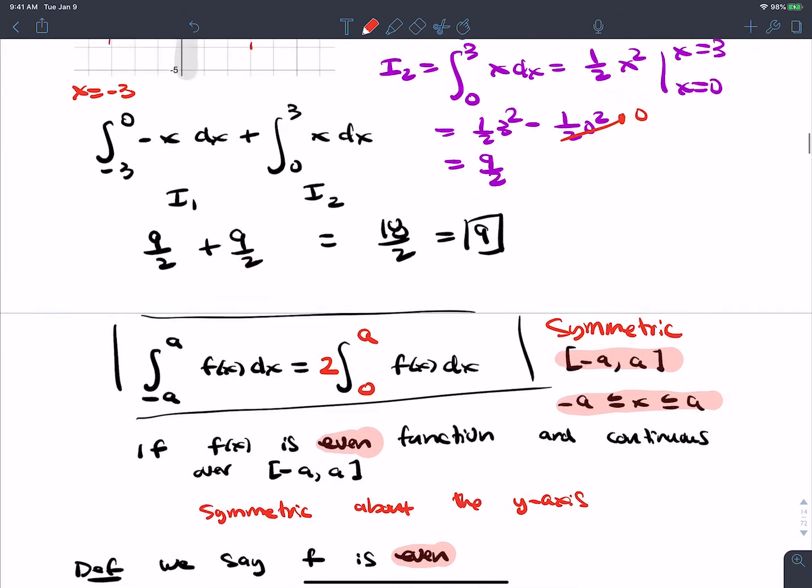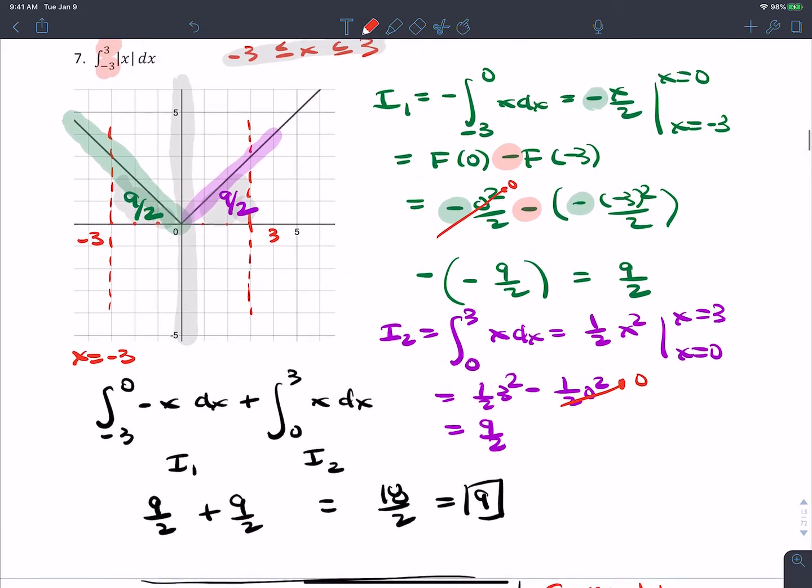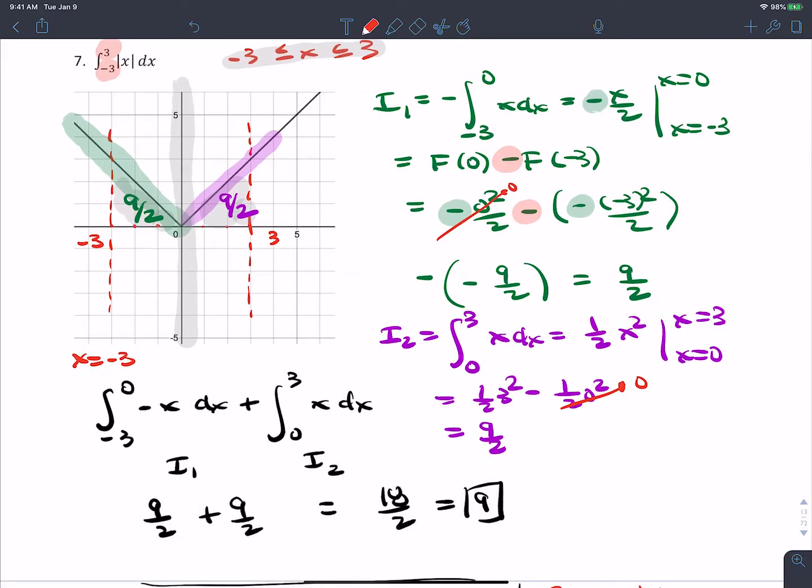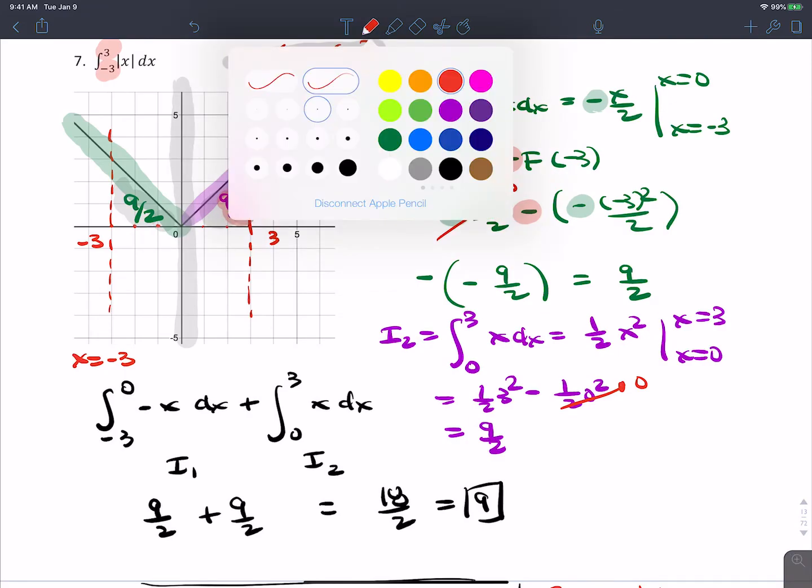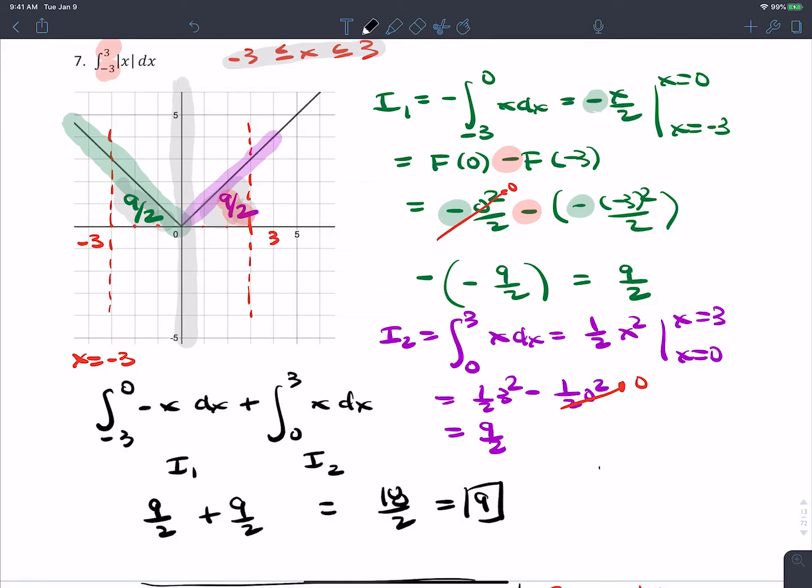So double check. Isn't it true if we just got the area on the right, you say 9 halves right here, and I doubled 9 halves, what do you get when you double 9 halves? Right? What's 2 times 9 halves? Isn't that 9? Isn't that the same answer? So to let you guys know, absolutely, you can use this fact, and it saves you a lot of time in your life. You'll learn to love it. Okay? You guys will learn to love it.